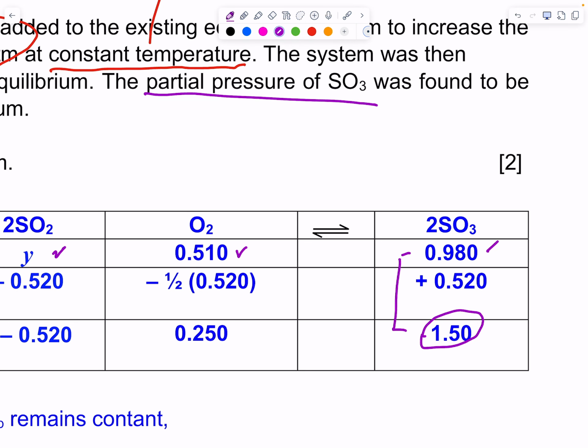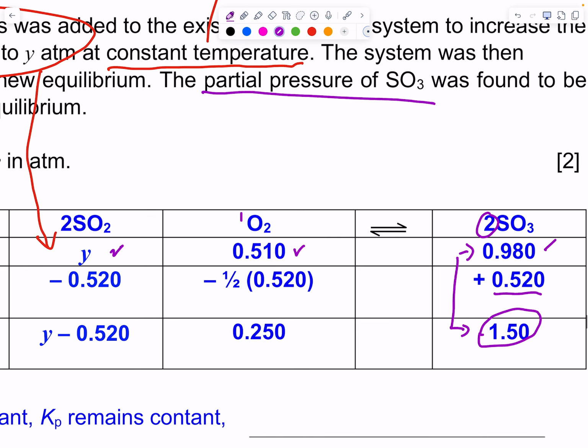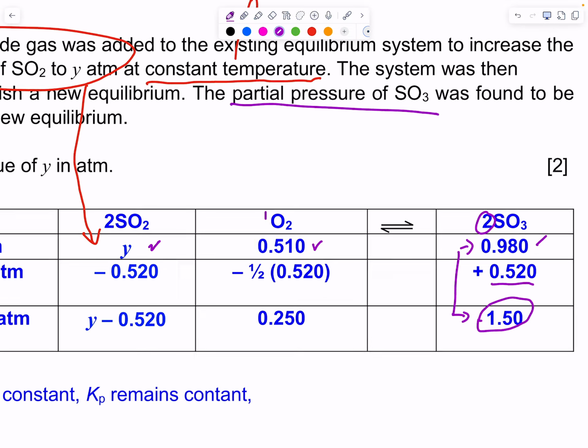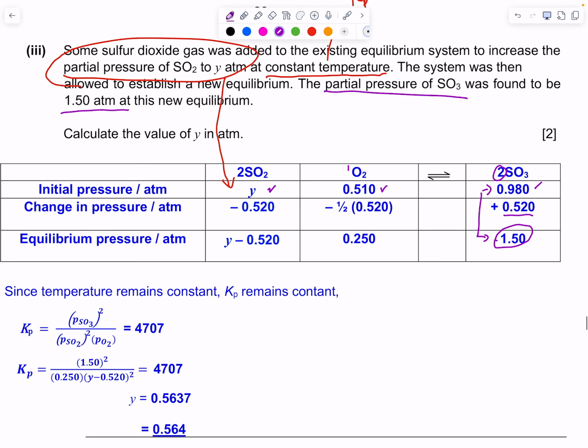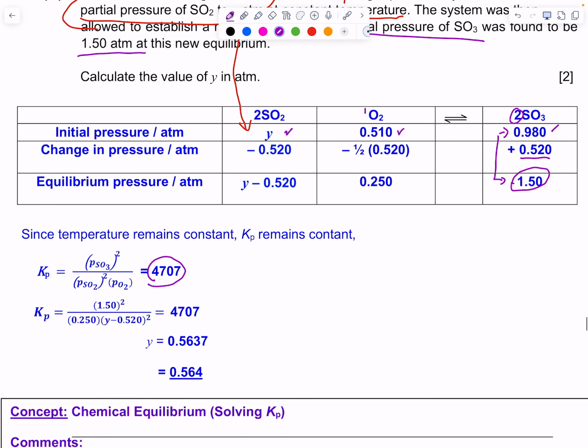Clear? So then you take the difference between these two values, then you get 0.520. But because the mole ratio is 2:1, this will be half times 0.520, and this one here will also be minus 0.520. So then this will be y minus 0.52. After that, because you are already aware that Kp never changed, you then sub in and solve for the letter y, which is 0.564.